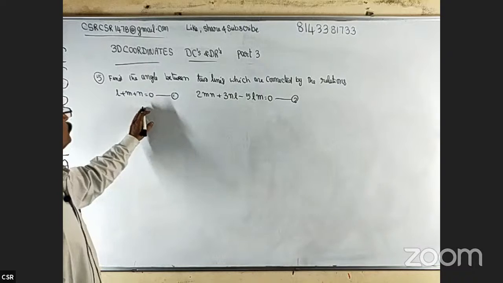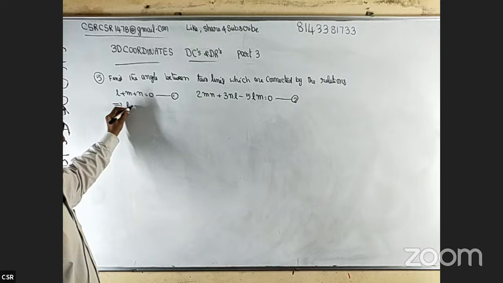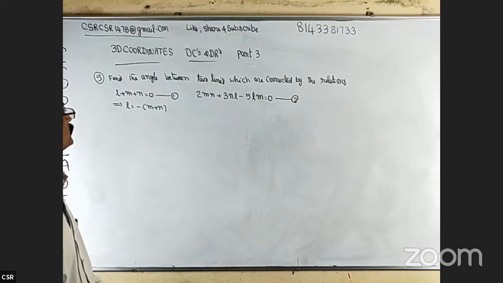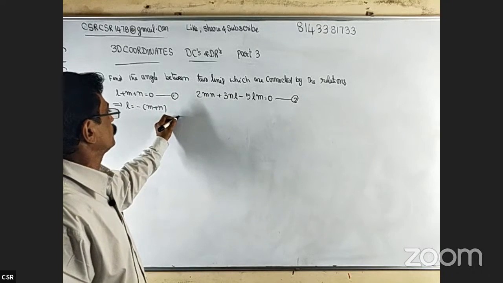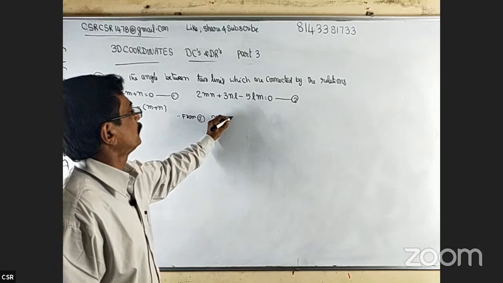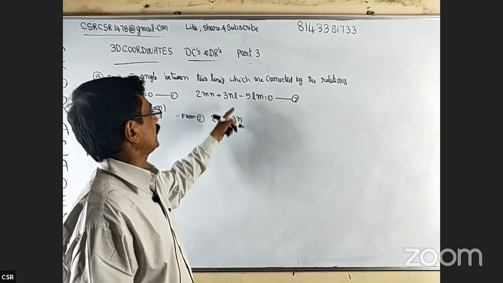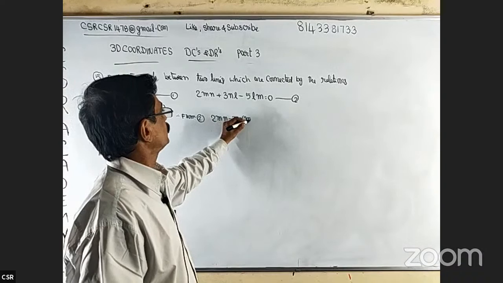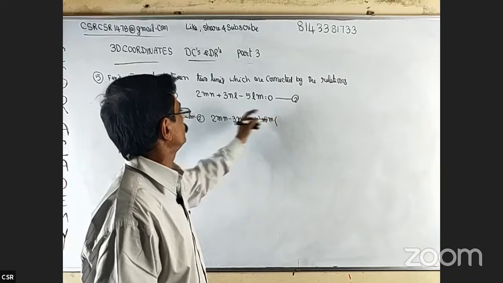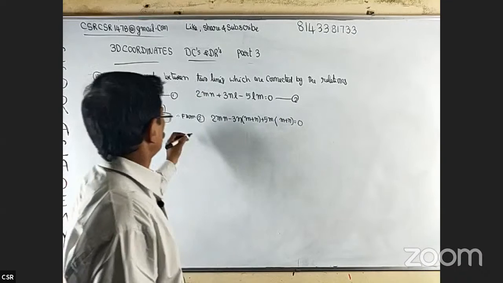From equation 1, we take any one. These are the two given equations. This implies l is equal to minus of (m plus n). Therefore, in the second equation, 2mn minus 3n(m plus n) plus 5m(m plus n) is equal to 0.